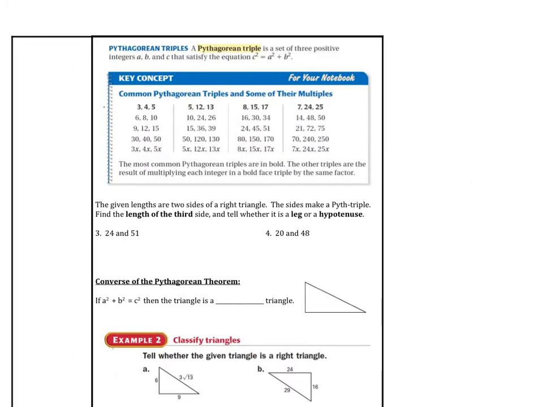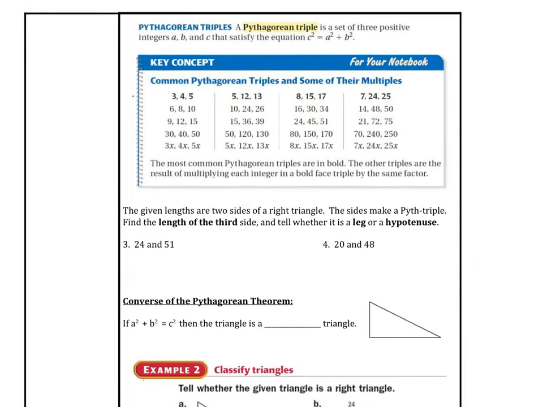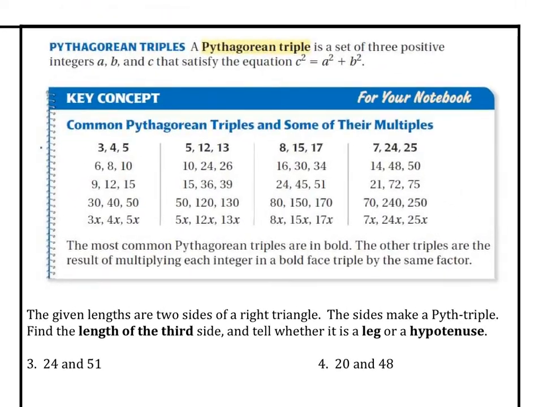And I'll point this out. You can also use their multiples. So for example, if I do 5, 12, 13 times 2, I get 10, 24, and 26. So if I can memorize the basic ones, then any multiples of that work, which is great.